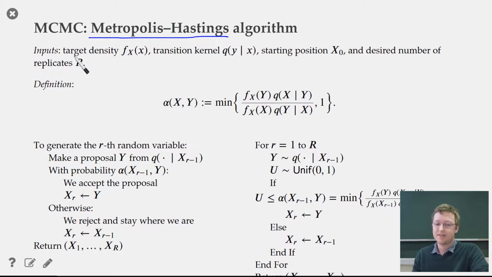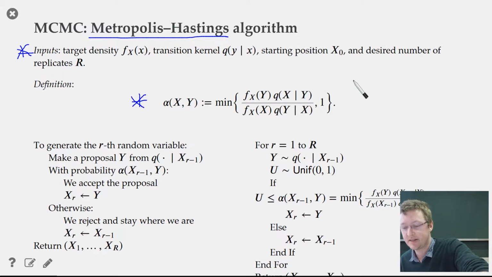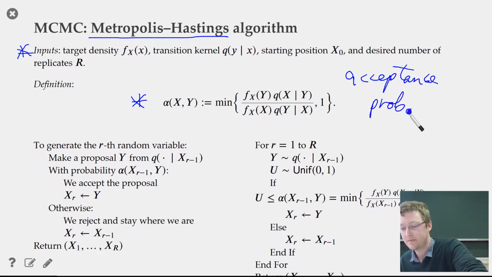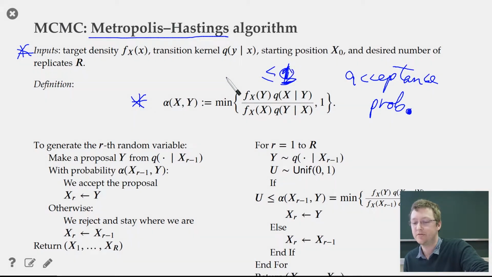So here I've written again the inputs that we need to give it: f of x, the target, the transition, starting point, the number of replications. And then the last thing is we need to make this definition. This alpha of x, y is the acceptance probability, and it's going to be between 0 and 1.